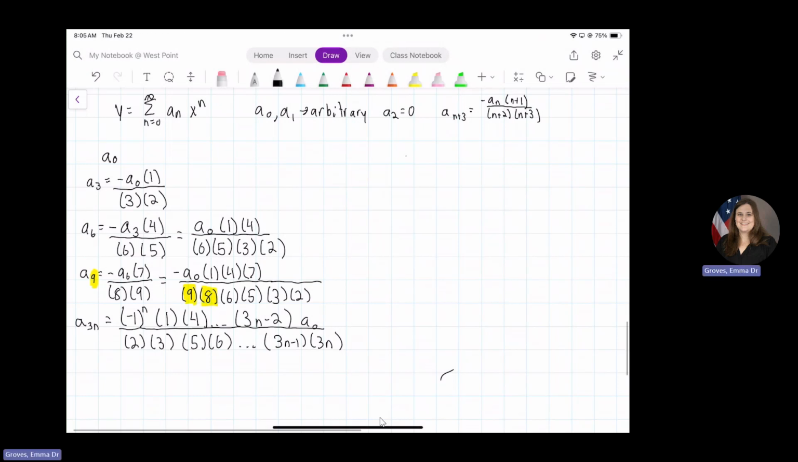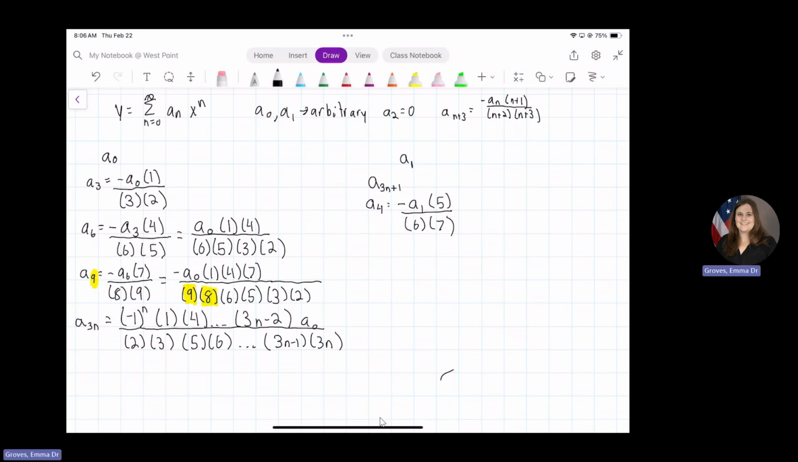All right, now we are going to look at the terms that are multiples of 3 plus 1. So we have 1, and then we have 4, 7, etc. The way I can generally write this is 3n plus 1. That's the thing we are going to be looking for the pattern of. And in order to find this pattern, I'm just going to write out a couple of terms. So a4 is negative a1 times 5 over 6 times 7.